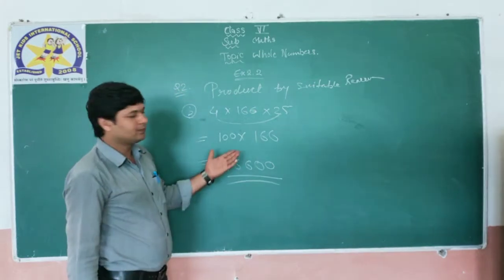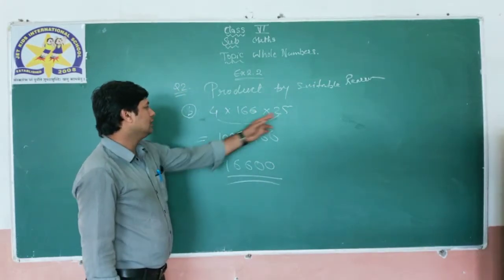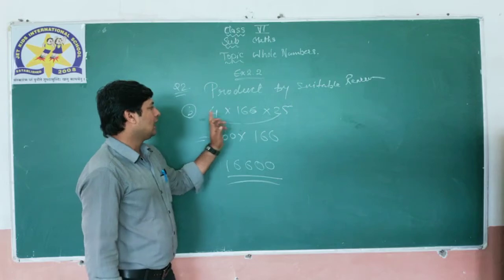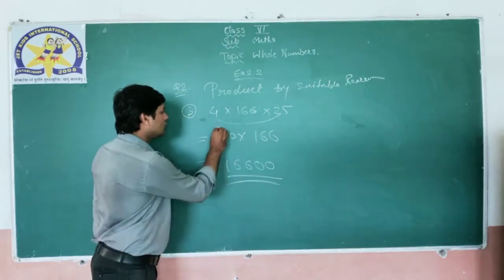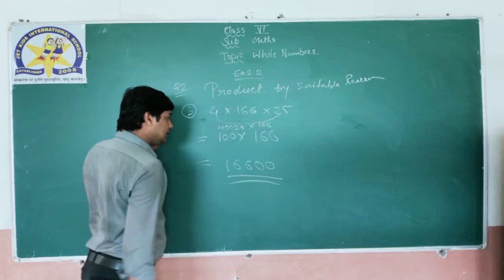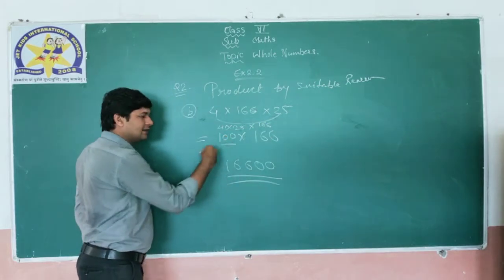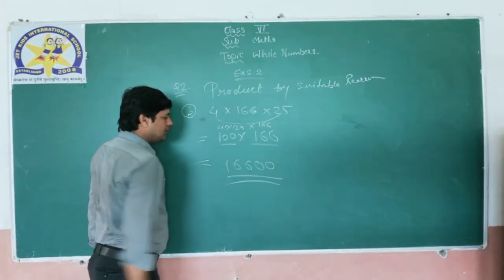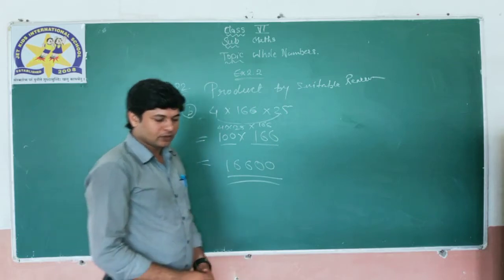Okay, simple thing. Just add 2 zeros. 4 multiplied by 25. So what did I do? I rearranged this thing first. 4 multiplied by 25 I did first, then I took 166, right? 4 multiplied by 25, that is 100, and multiplied by 166, so this will be your answer.